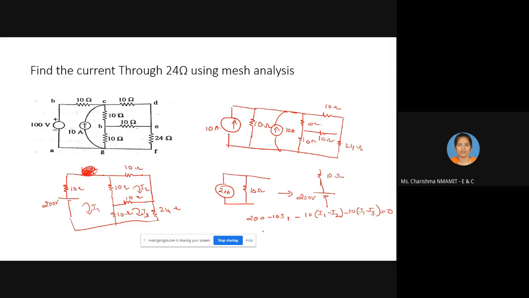The next equation is minus 10 into I2 minus I1, minus 10 I2, minus 10 into I2 minus I3 equal to 0. The next equation is minus 10 into I3 minus I1, minus 10 into I3 minus I2, minus 24 I3 equal to 0. You simplify these equations.